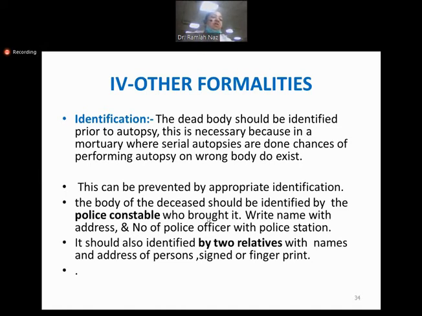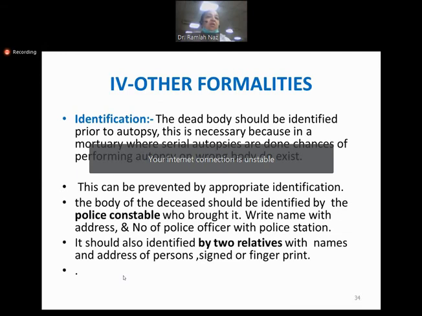For this you have to take help from the police constable who brought it, with his name, address, belt number, the number of the police officer, from which police station, and the name and address of those particular persons, and their signatures and fingerprints.